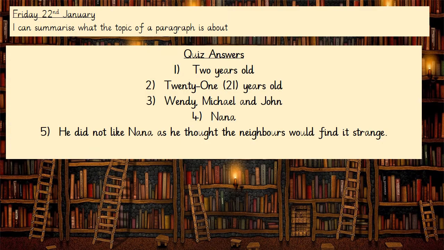Okay, so the answer to number 1 was that she was 2 years old when she picked the flowers. Wendy thought that you could not be ungrown up when you were 21 years old or older. The three children's names were Wendy, Michael and John. The nurse was Nana. And finally, Mr. Darling did not like Nana as he thought the neighbours would find it strange to have a dog as a nurse.